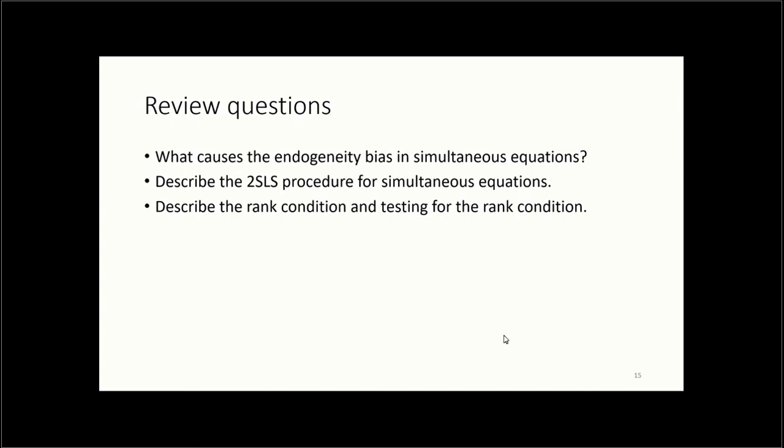As review questions, let's talk about what causes the endogeneity bias in simultaneous equations. Then describe the two-stage least squares procedure for simultaneous equations, and describe the rank condition and testing for the rank condition.